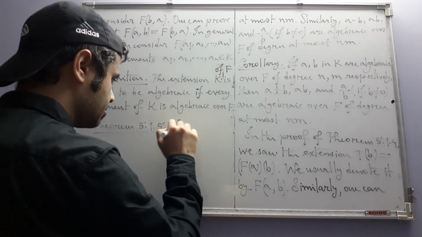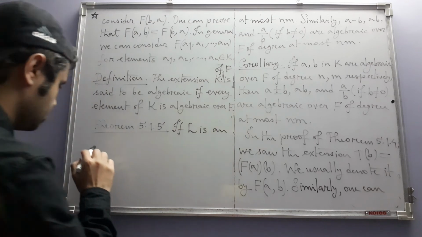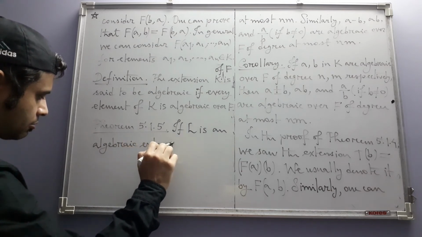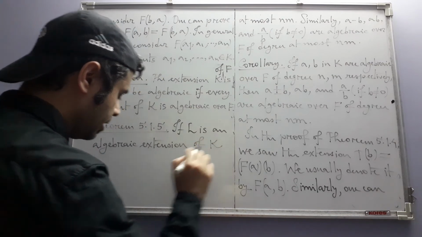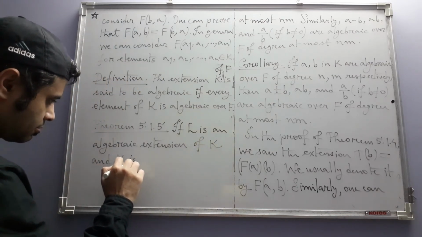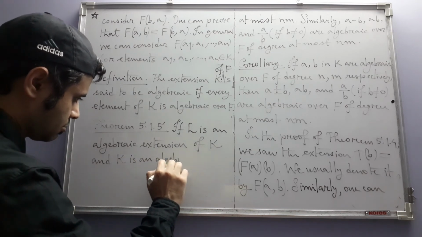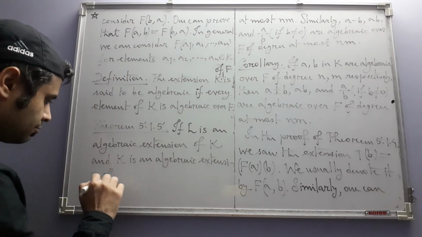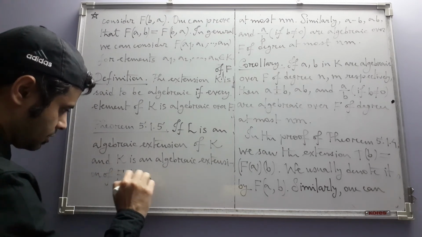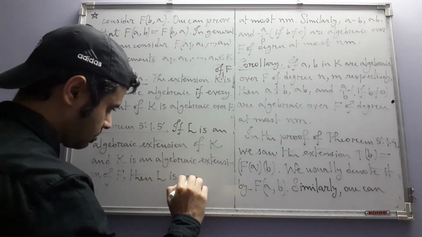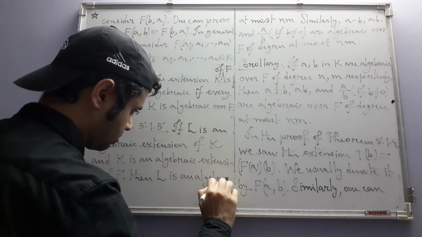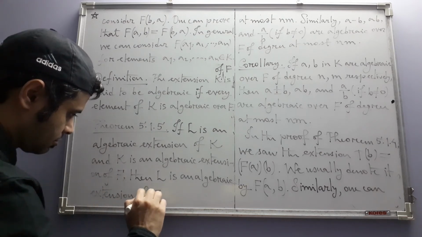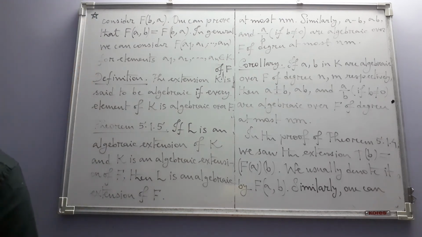If L is an algebraic extension of K and K is an algebraic extension of F, then L is an algebraic extension of F. Now before we prove this, let me put some more ink.